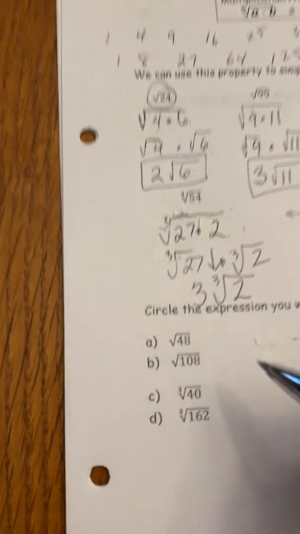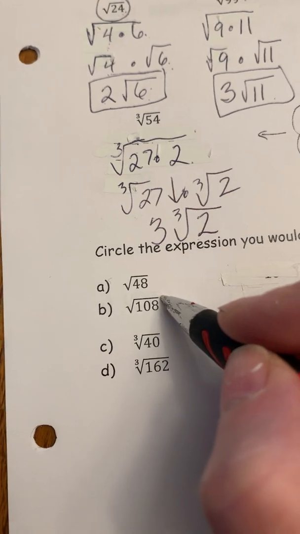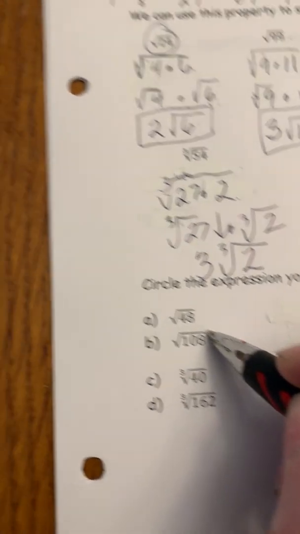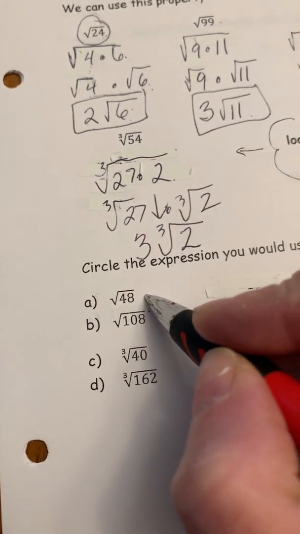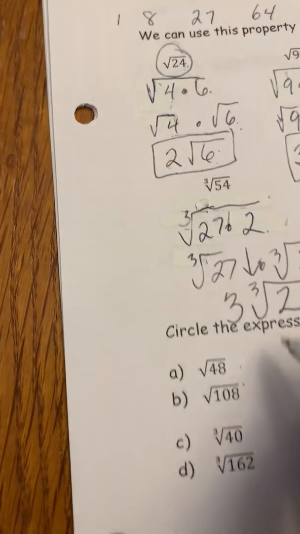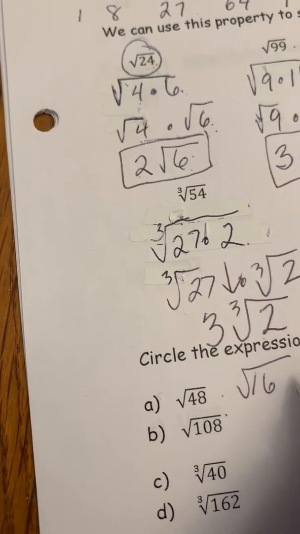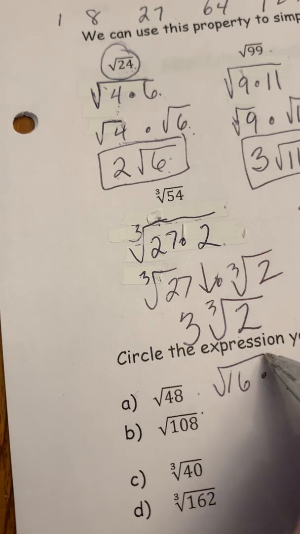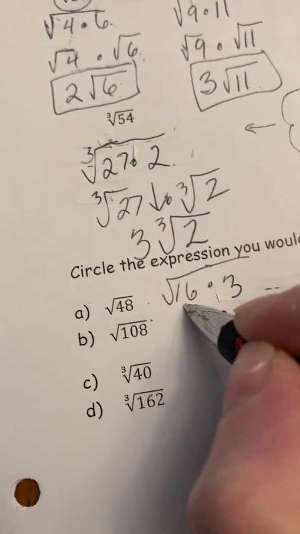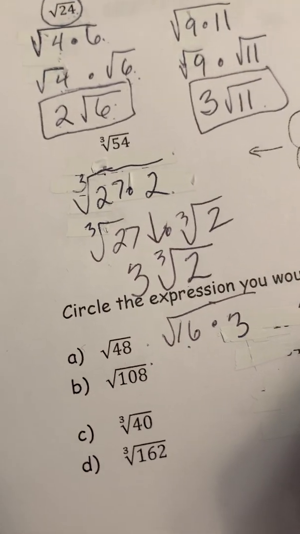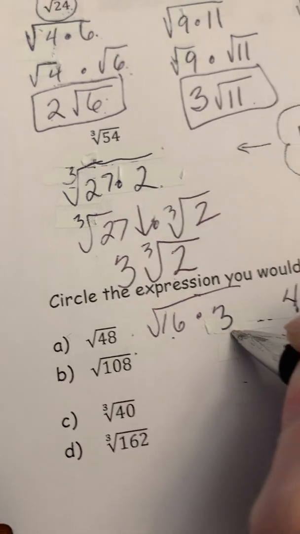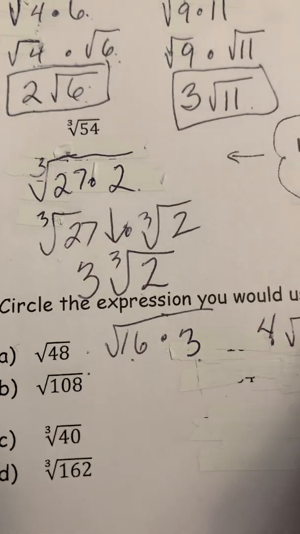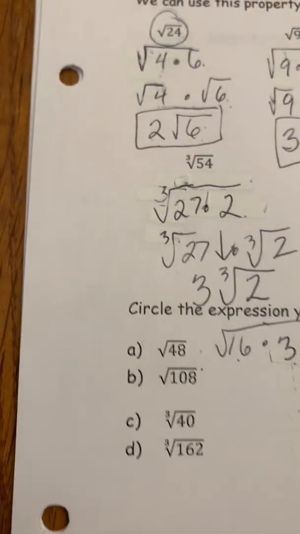Okay, so now we're going to do this next one. What's the biggest perfect square that goes into 48? It happens to be 16. 16 times 3. What's the square root of 16? 4. So you solve that. Do you know what the square root of 3 is? No, it doesn't work out, so you leave it as 4 root 3.